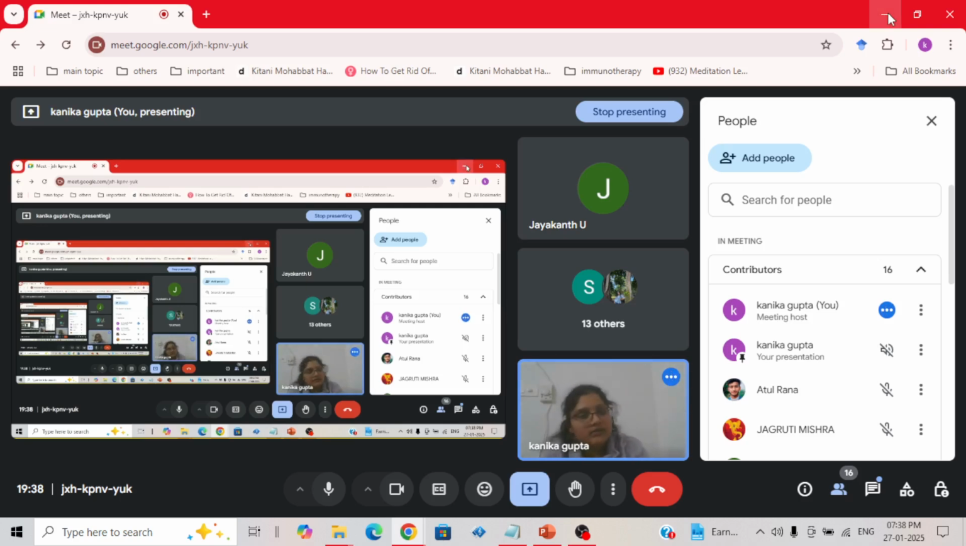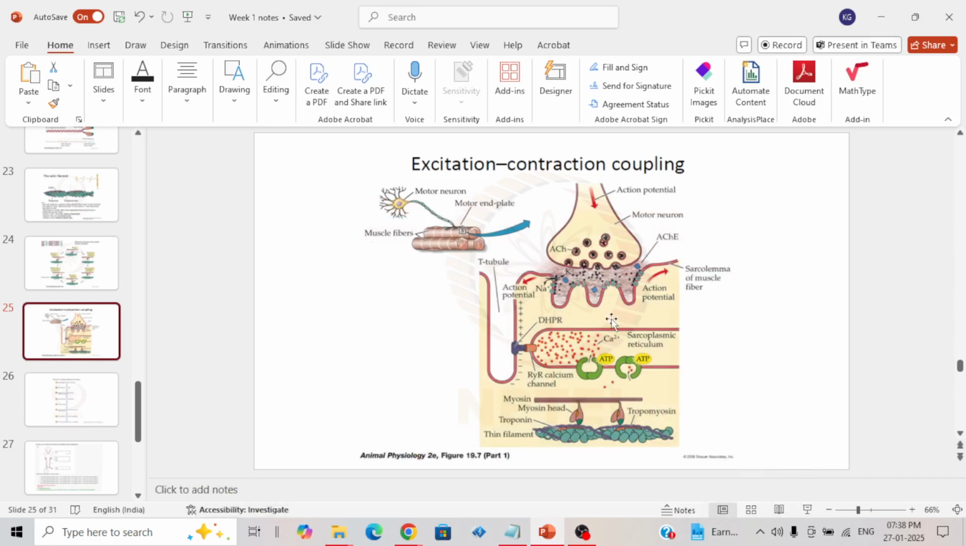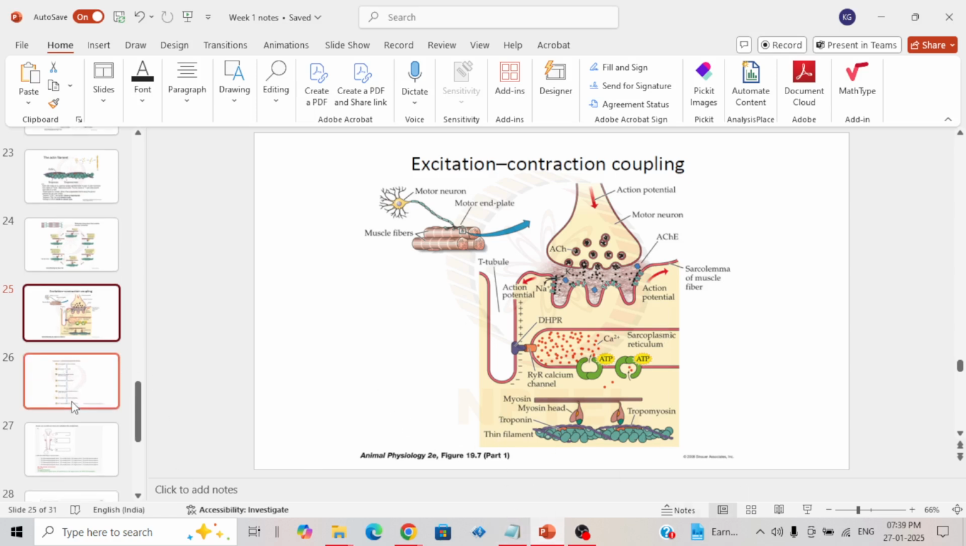so that they can be used again. But it also needs ATP, right, ma'am? Yes, it also needs energy. It can't do it without energy. It requires energy to do that.